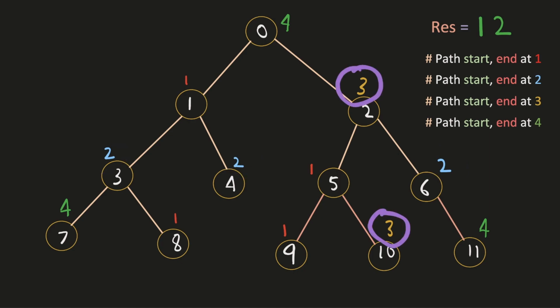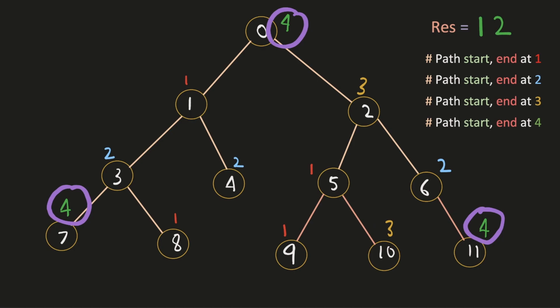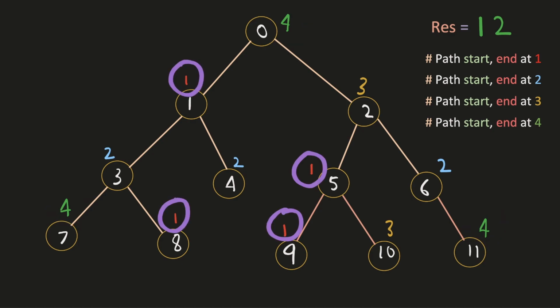Similarly, these are the 2 nodes with the value 3. So if there's a path with the starting and ending values as 3, it must be between these 2 nodes. And this is the last distinct value 4. So we have to count how many valid paths can be formed by these 3 nodes where the starting and ending points are taken from these 3 nodes. So let's count the paths with the starting and ending values as 1. Let's try to connect node 8 and node 1.